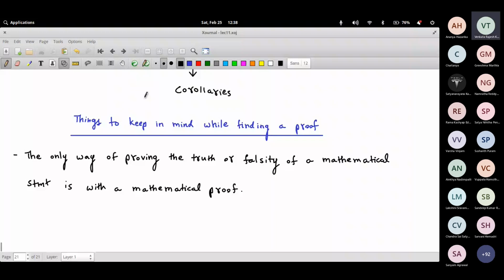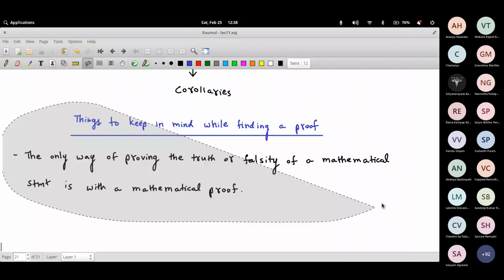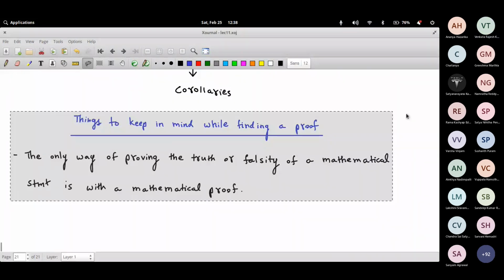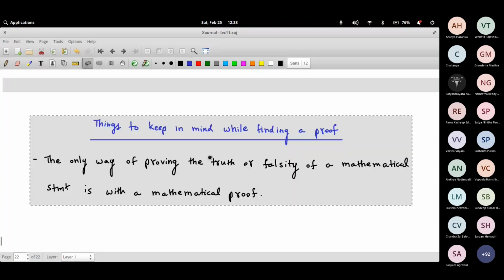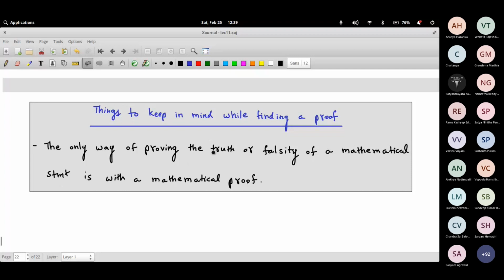Okay, so let me do one thing. Let me move this to the next page. All right.